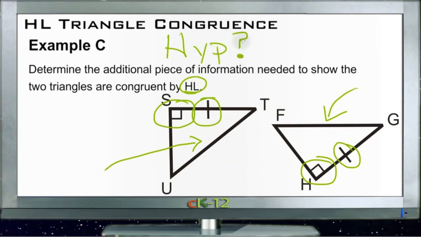If the hypotenuse of each triangle is congruent, then the two triangles are. And that's it.